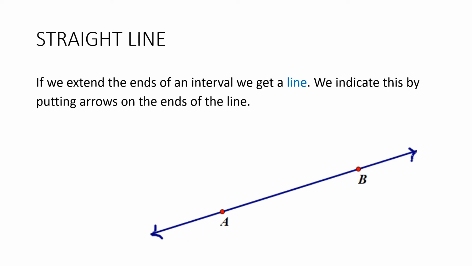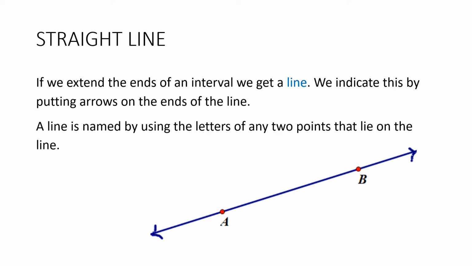If we take our interval and extend both ends to infinity, we get a line. We indicate this by putting arrows on the ends of the line. A line is named by using the letters of any 2 points that lie on the line, and so this is line AB. But we could also call it line BA if we wanted to.